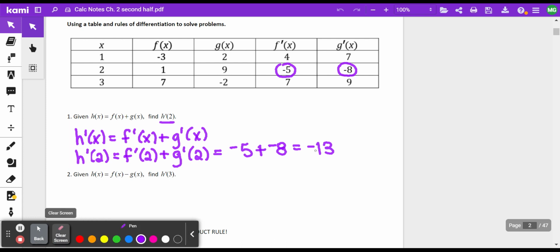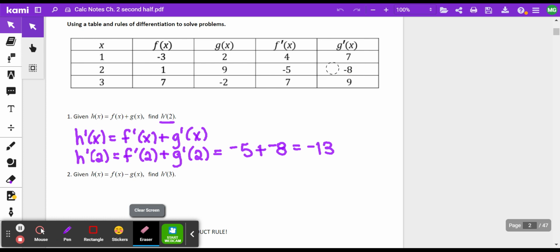Pretty simple. Oops, looking for my eraser. I always forget where it is. There we go. So now I'll erase this.